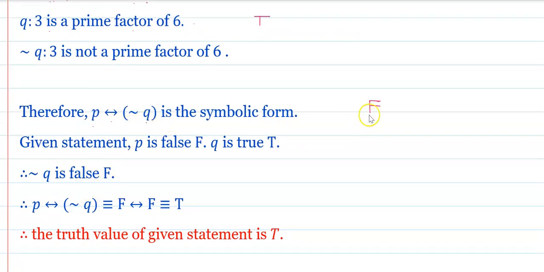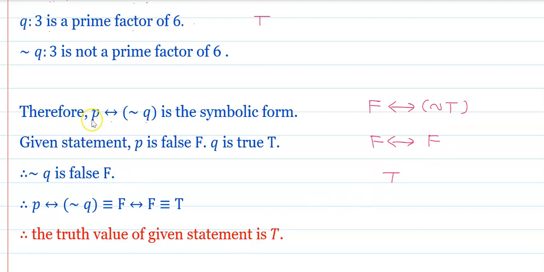Next, double implication. And the truth value of these 3 is not a prime factor. That's your truth value. That is a negation of T. Okay. Now this is F. Double implication. पुन्हा किती येणार इथे? तर F. And then finally you will get the true.